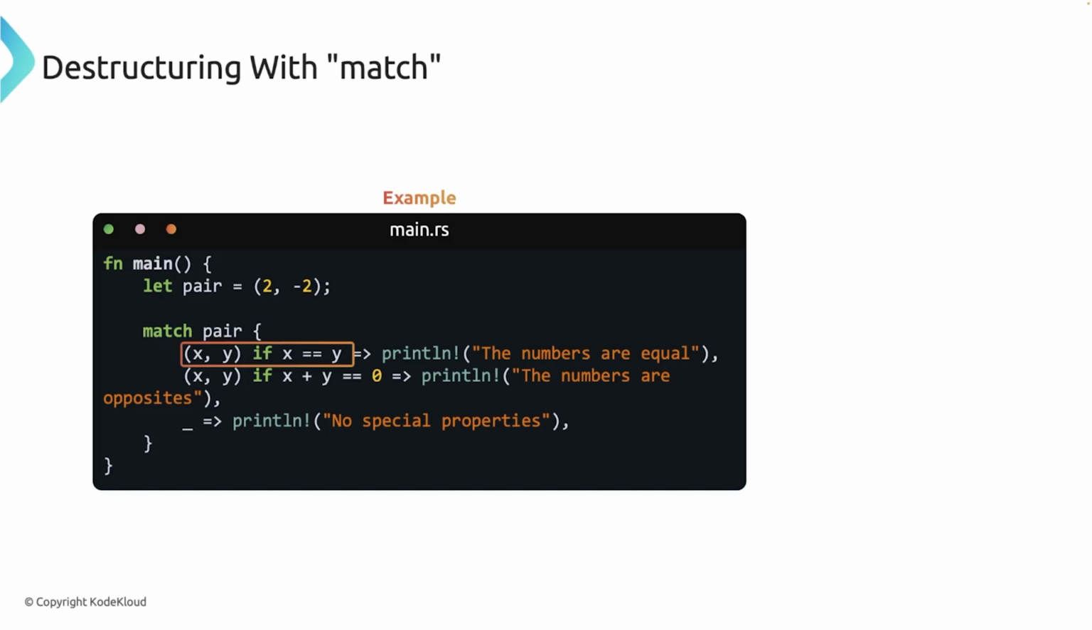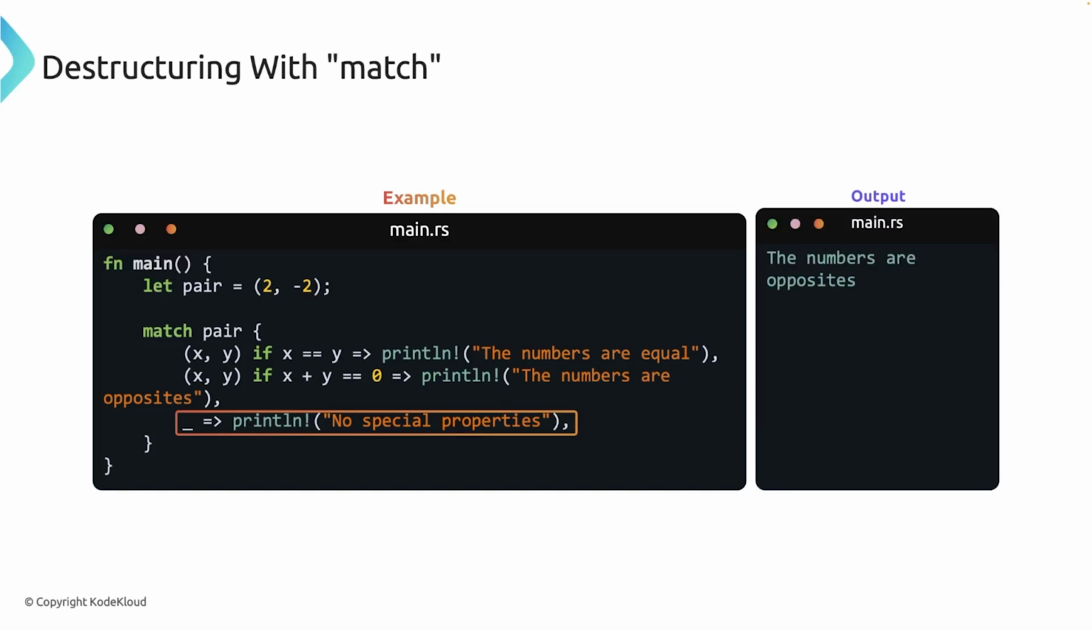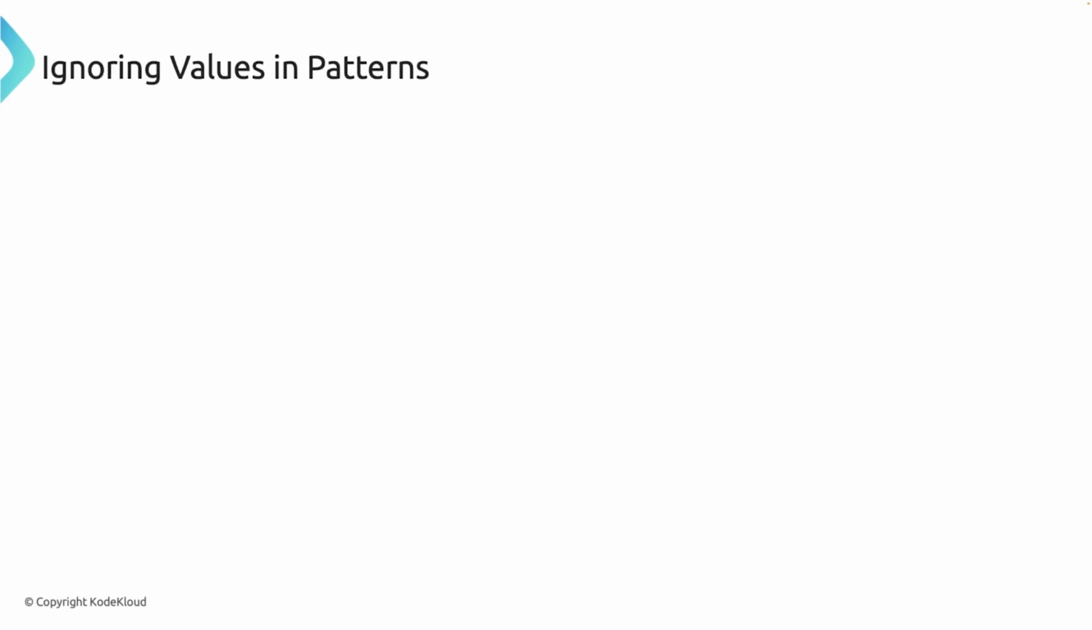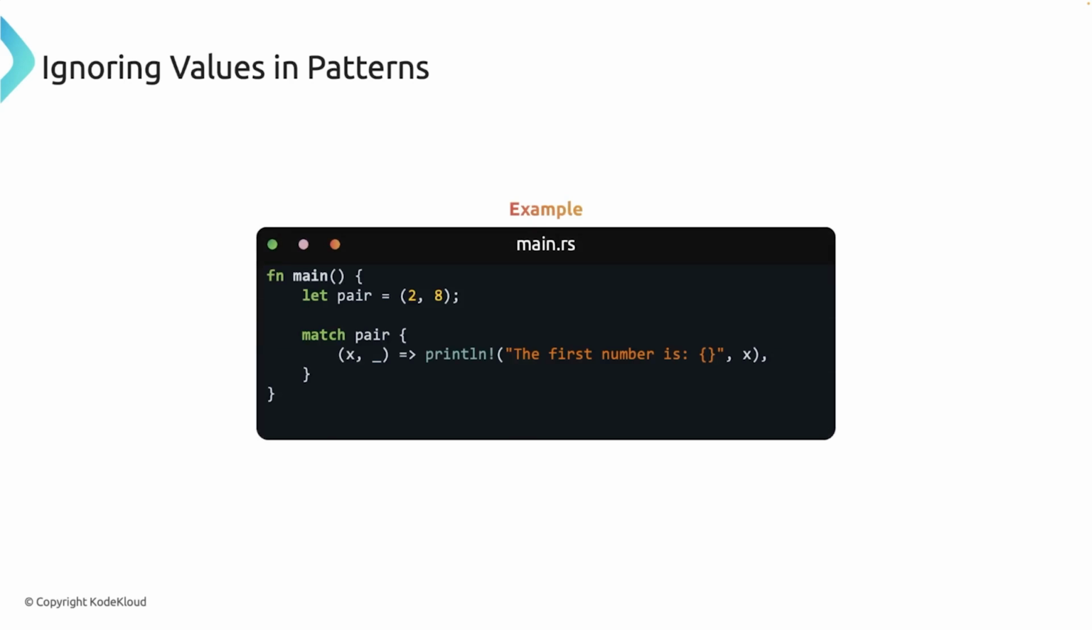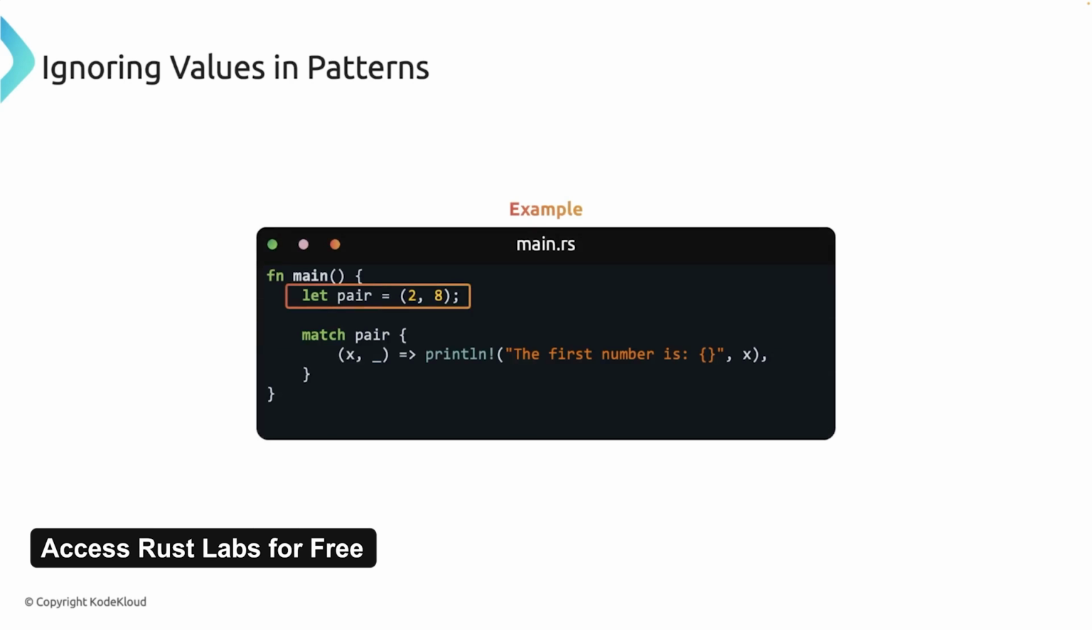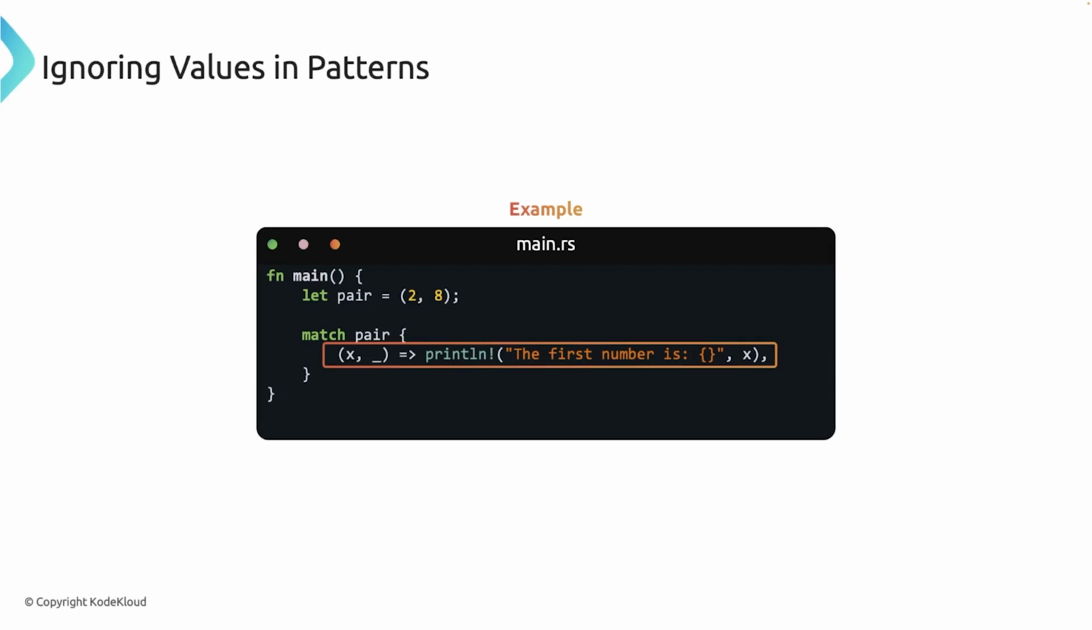In this example, the tuple pair is destructured into the components x and y. The first pattern matches if x is equal to y. The second pattern matches if x and y are opposites. And then we have a default condition. So over here, 2 and -2 are opposites, and hence we get the respective output. Sometimes you may not need to use all the values in a pattern. In that case, you can use the wildcard to ignore values. So over here, the underscore is used to ignore the y component or the second part of the tuple, which is 8. So we get that the first number is 2 if you compile this out.